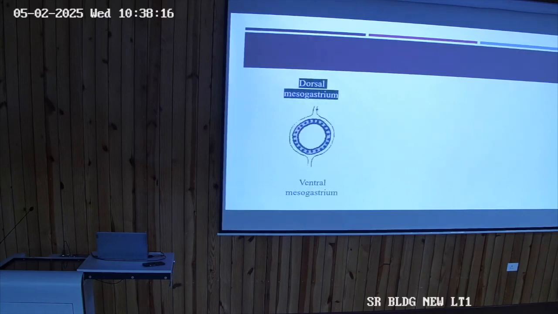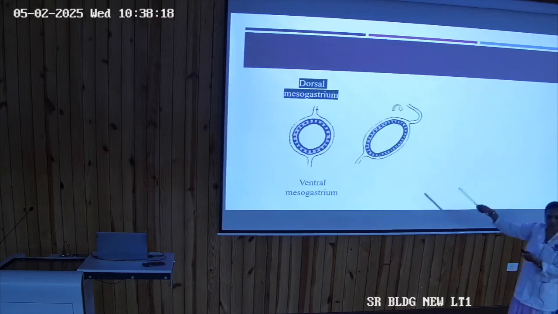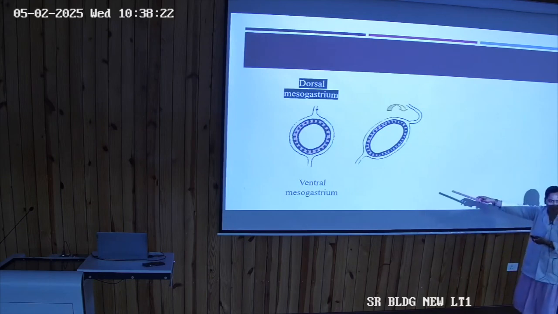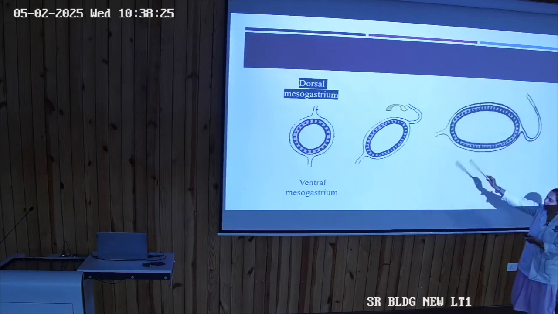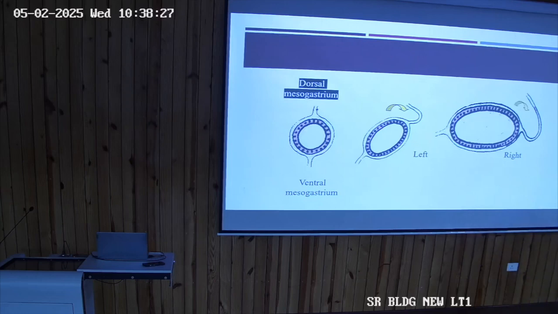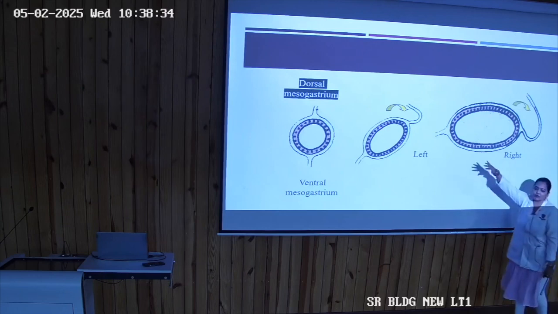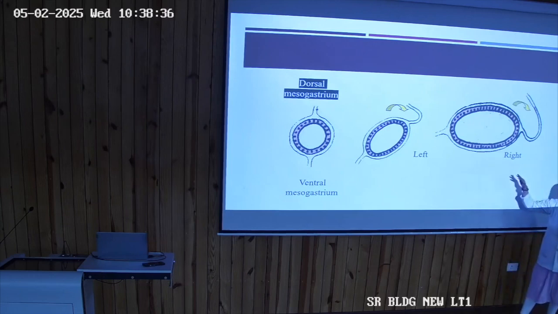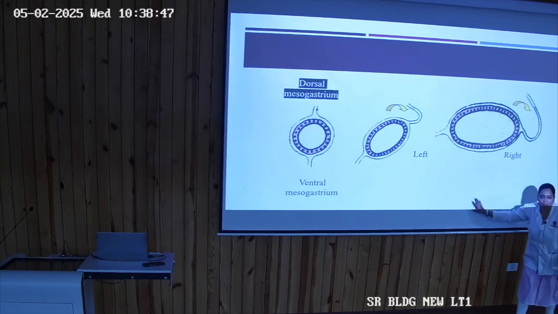So we have dorsal mesogastrium and ventral mesogastrium. Because of the shifting of the stomach, there is a change in the position of the dorsal mesogastrium. Now because of the growth of the stomach, it shifts towards the left side. It also grows and bulges downwards and forms the greater omentum.